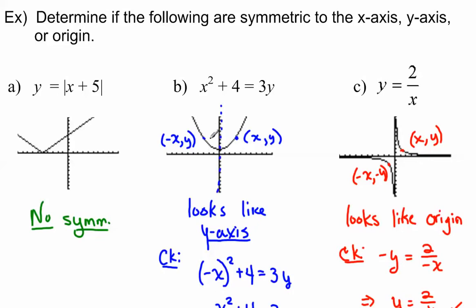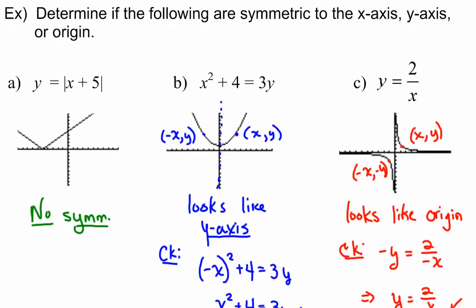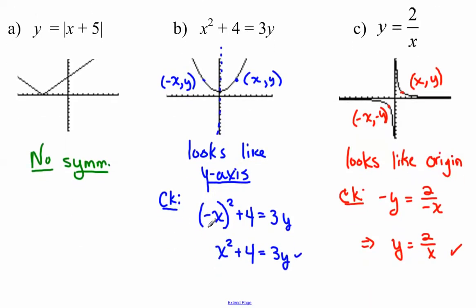The next one, x squared plus 4 equals 3y. If I graph that, it looks like this, and it kind of looks like, yeah, I think these points should match up. That means (x, y) gets paired with (negative x, y). So I want to verify algebraically, if I put a negative x into this equation, will I get the same as the original one? Well, when you square a negative, yeah, it's the same as x squared, so I do get the original. It confirms y-axis symmetry.